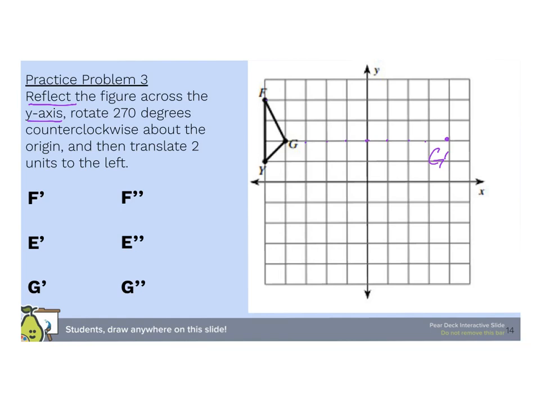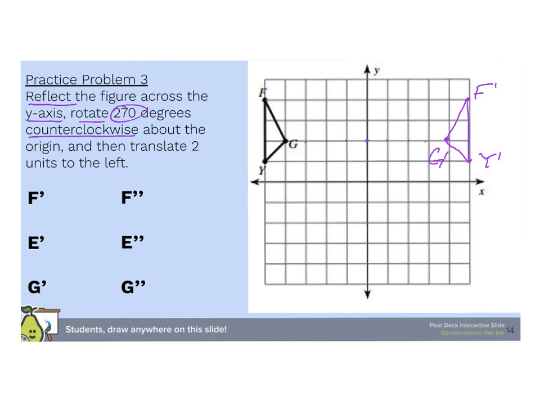F is 5. Y is also 5. So when I reflect it, it's now over here on the other side of the grid. That's my first one. Now I'm rotating 270 degrees counterclockwise.